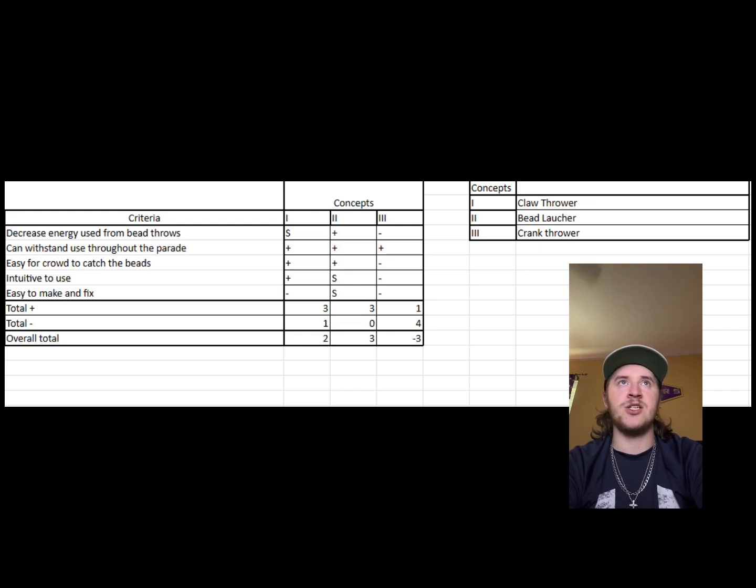And our 3 concepts were a claw thrower, our second concept was a bead launcher, and then our third concept was a crank thrower. And overall, the concept that won was concept 2.